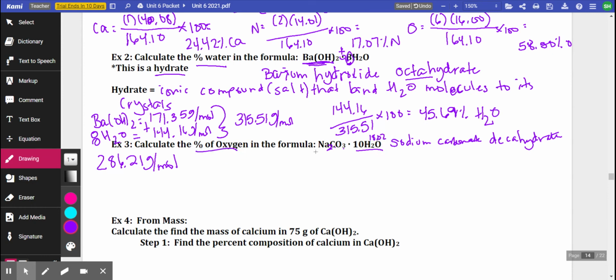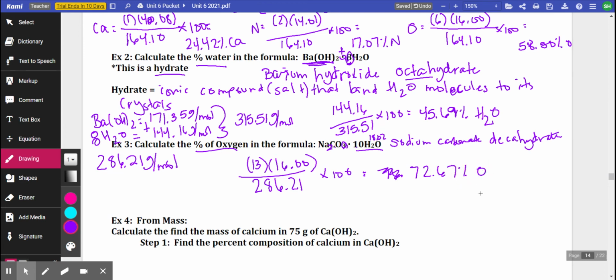Now this time we want the percent of oxygen. You'll notice there's 3 oxygens here, and then there's 10 waters for another 10. So we have 13 oxygens. So I'm going to take 13 oxygens times the molar mass of oxygen divided by the molar mass of the hydrate, 286.21. Multiply that by 100, and we should get around 72.67% oxygen.